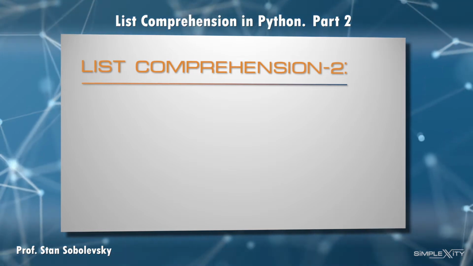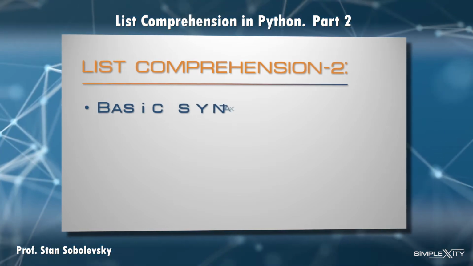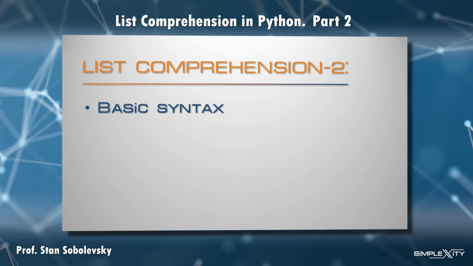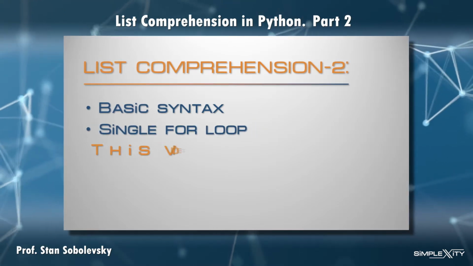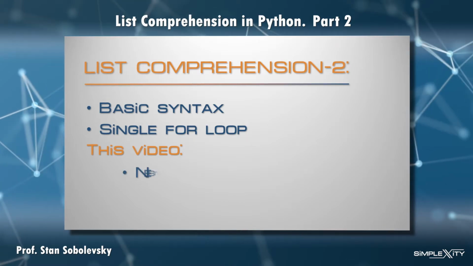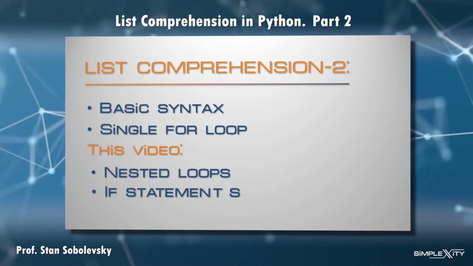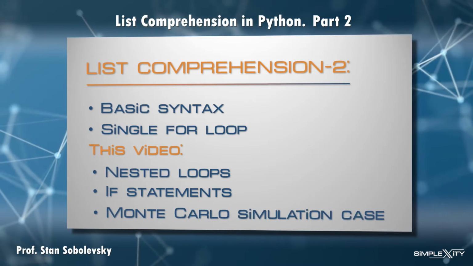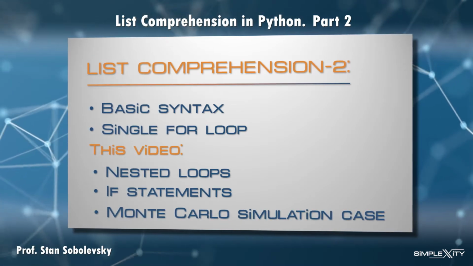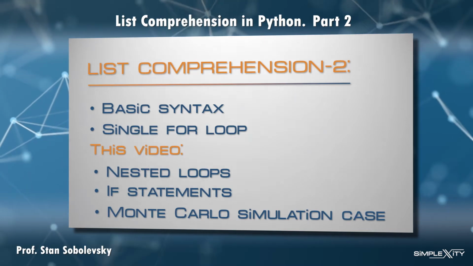Hello. In the previous video, we just considered the basic syntax for the list comprehension with just a single for loop inside the list definition. In this video, we'll talk about adding nested loops and if statements for implementing a somewhat more advanced example of Monte Carlo simulation in order to estimate the area of the geometric shape.